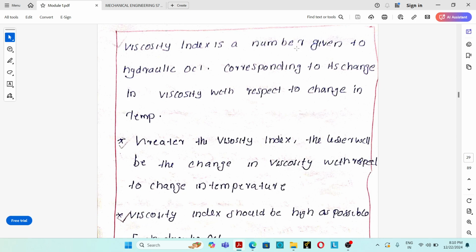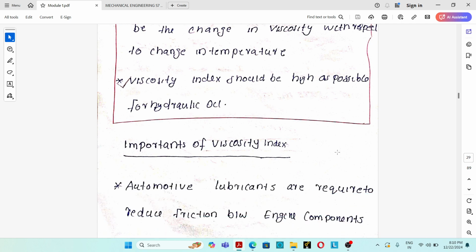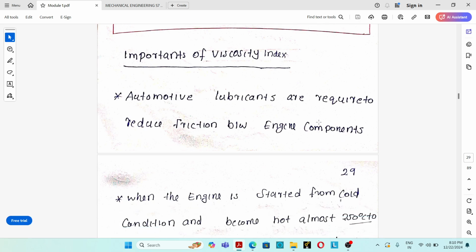So viscosity index is a number given to hydraulic oil corresponding to its change in viscosity with respect to change in temperature. Greater the viscosity index, lesser will be the change in viscosity with respect to change in temperature. Viscosity index should be as high as possible for a hydraulic oil. So what's the importance of viscosity index?